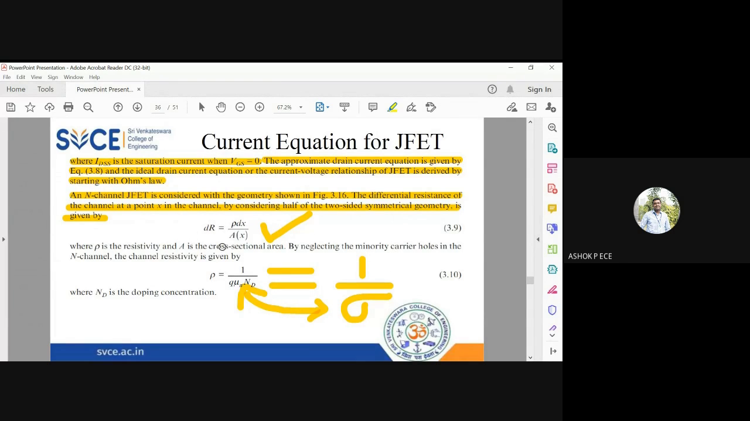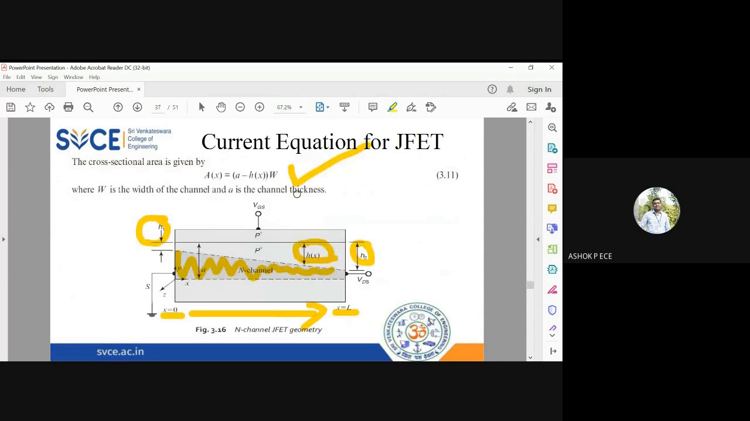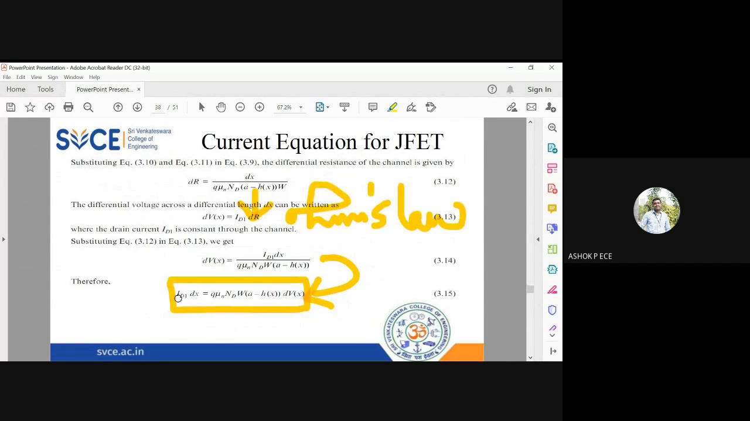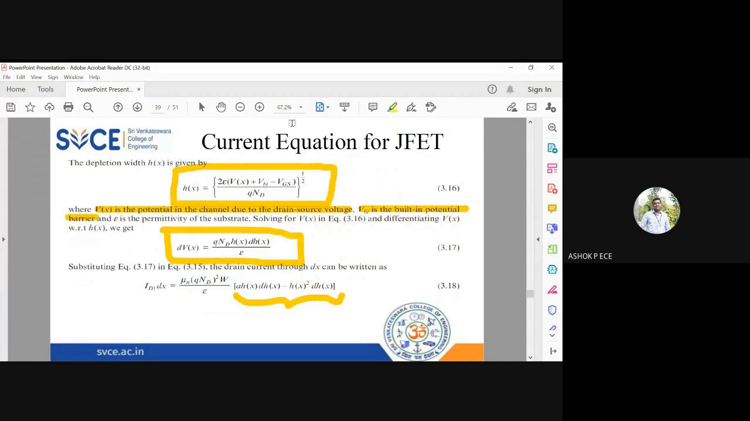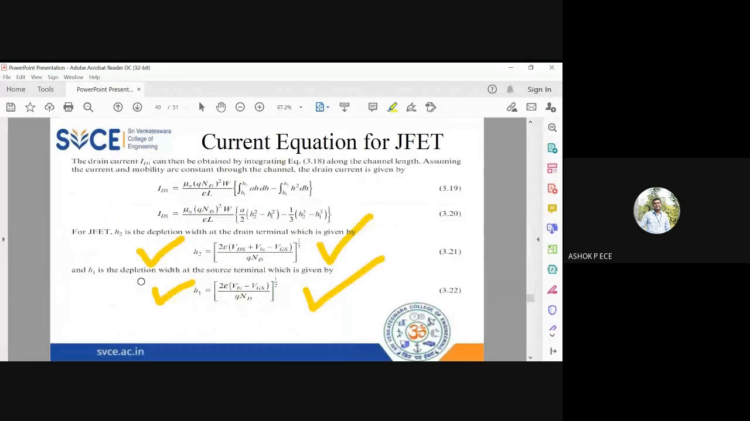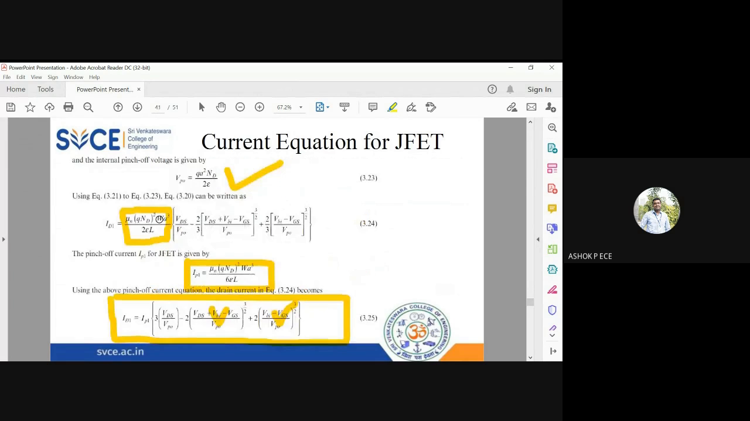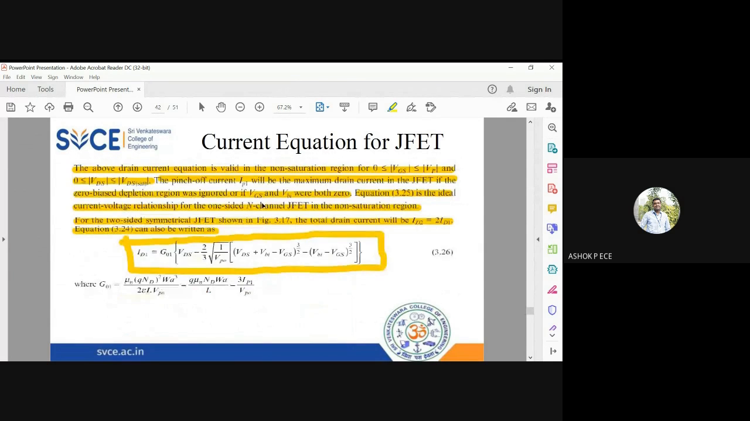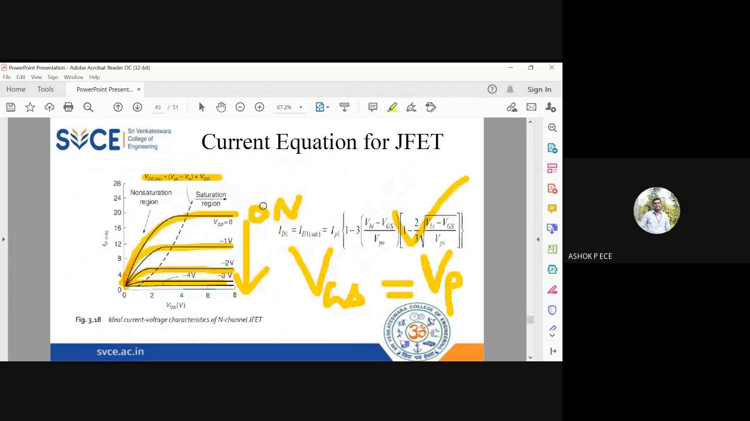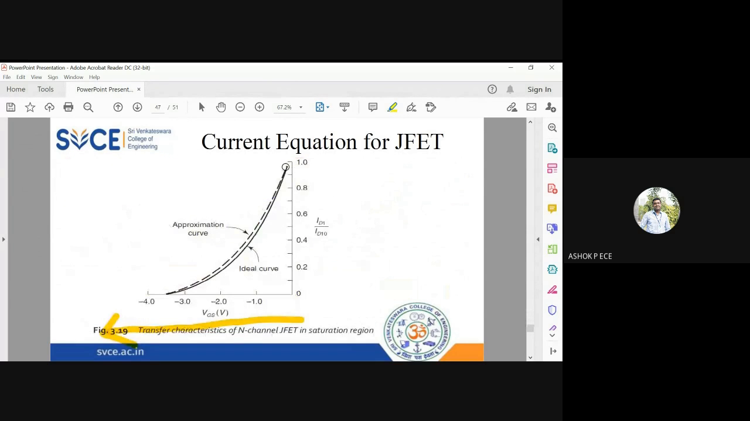We started with the resistance of the channel. Then slowly we found out the current. From voltage, I found out the current. And if I integrate the expression for current, I get the drain current ID. By substituting the potential of the depletion layer with H1 and H2, I get exactly the equation for ID. And after plotting the exact current equation and the approximate model, I find that there is no real difference. Both currents are approximately the same with very little difference.